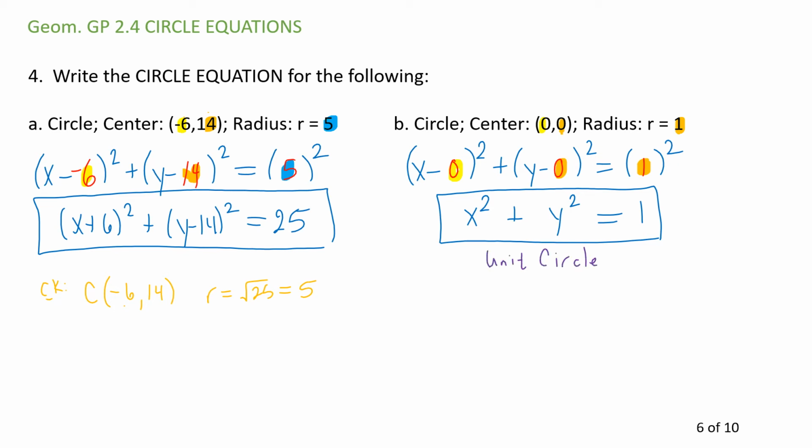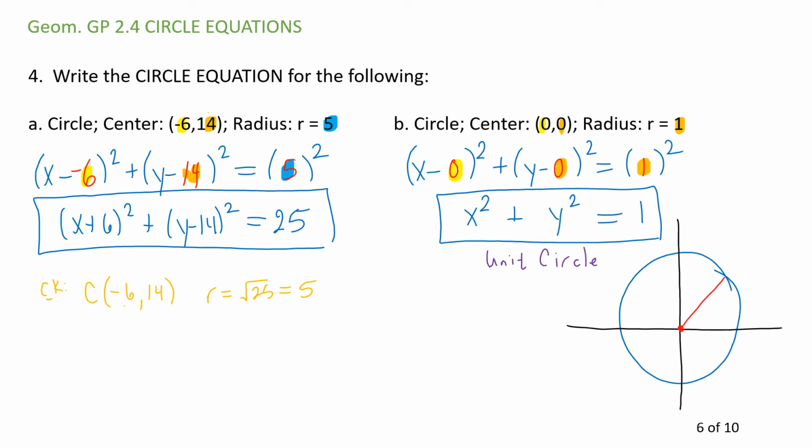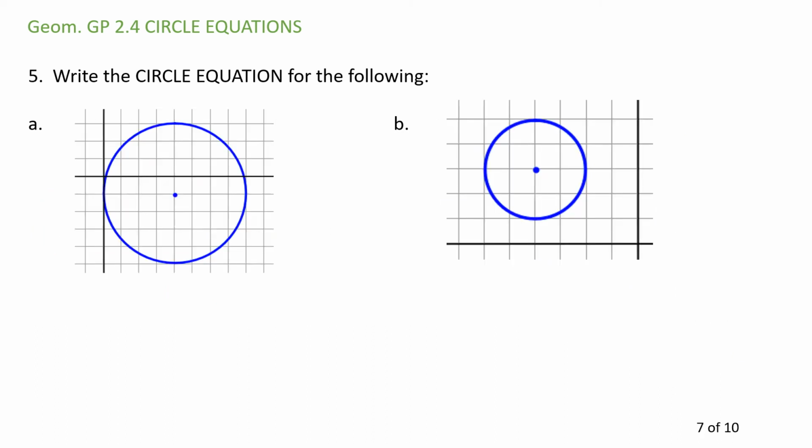Let me show you why. The unit circle is a circle with a radius of 1 centered at the origin. So there's the center. Your radius equals 1. It's called the unit circle because the radius is a single unit. That's what I get for trying to make it look nice. You won't use the unit circle much now, but you certainly will when you get into trig.